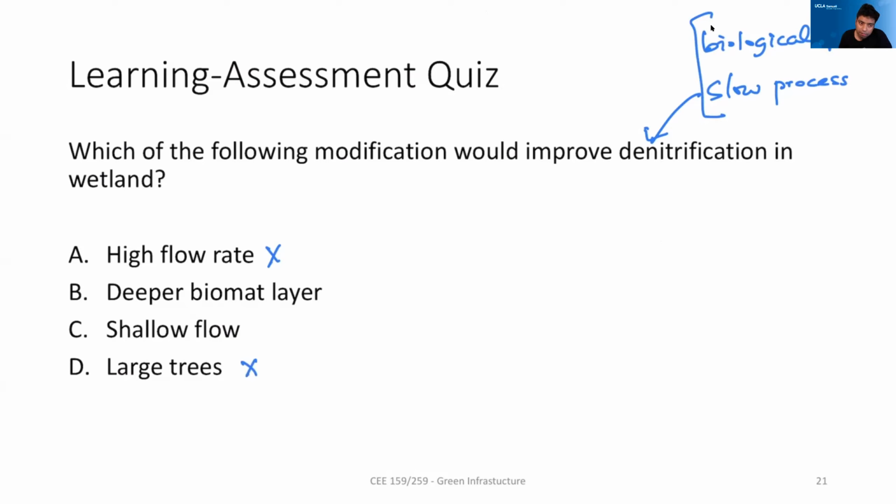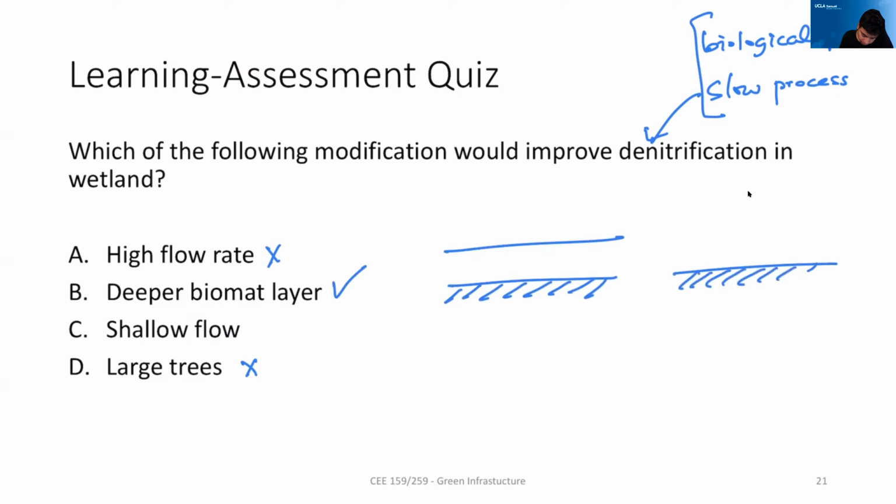Deeper biomat layer means you have more microorganisms. If you have more microorganisms, it's more likely that it will also remove more nitrate or nutrients, because it's a biological process. So this could be one choice. Shallow flow means, let's say, this versus this. In this case, you have nitrate and phosphorus here, and your microorganisms are here. This is the sink.